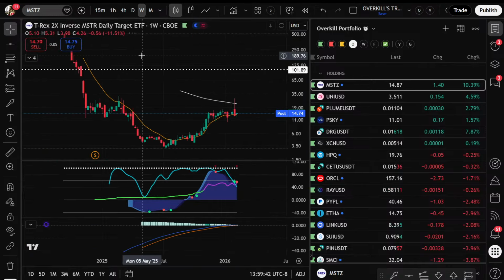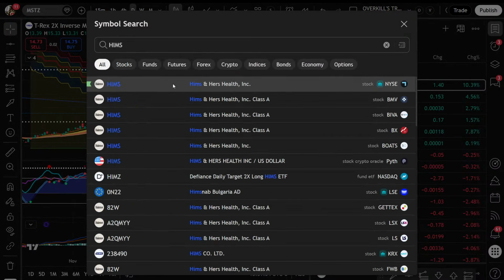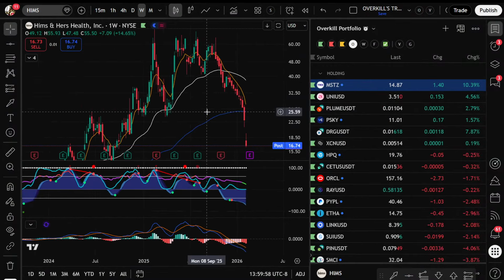So the weekly's showing a red, but when we see the red dot, we don't have to sell right away. We simply just set a stop loss at that level. So I have a stop loss down here at 10 on this trade. But HIMS was just unfortunate, man. That was just bad luck, is what it was.